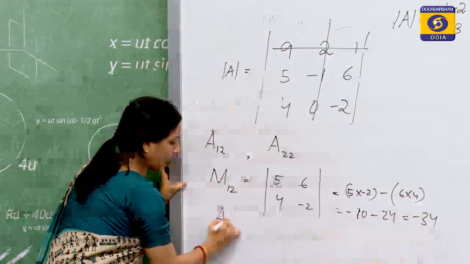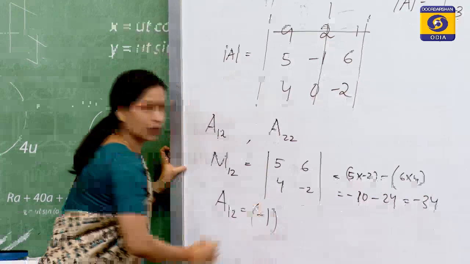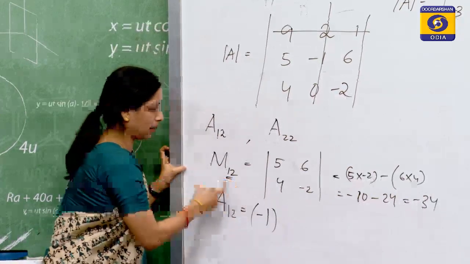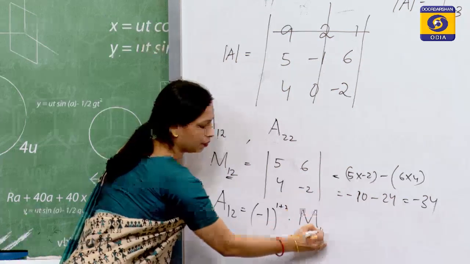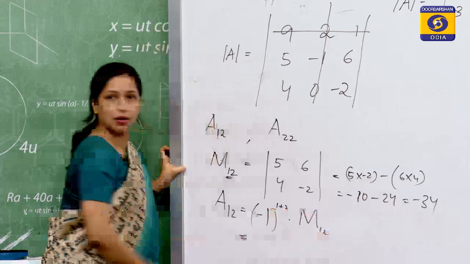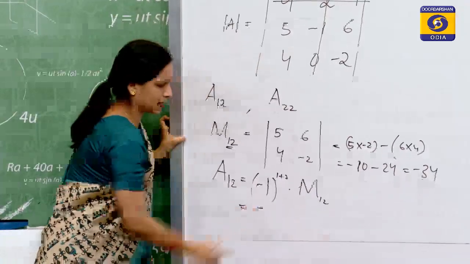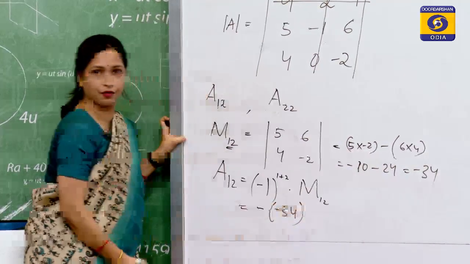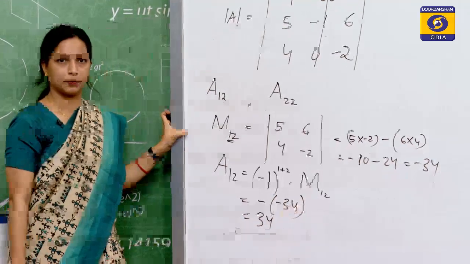Now, I have to find out the cofactor. So, cofactor is minus 1 to the power the position number, so 1 plus 2, into the minor of 1, 2. So, the sign will be minus 1 to the power 3, which means minus sign. So, minus sign, M12 is minus 34. So, the cofactor will become plus 34, right.